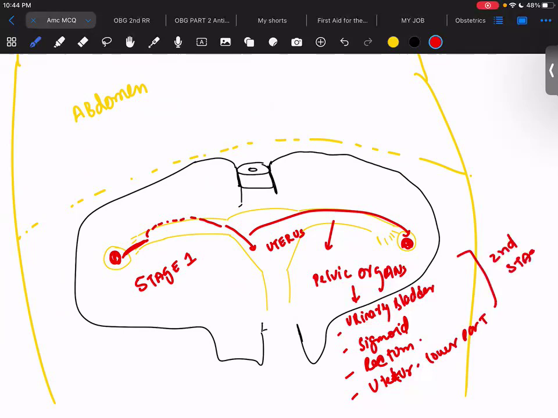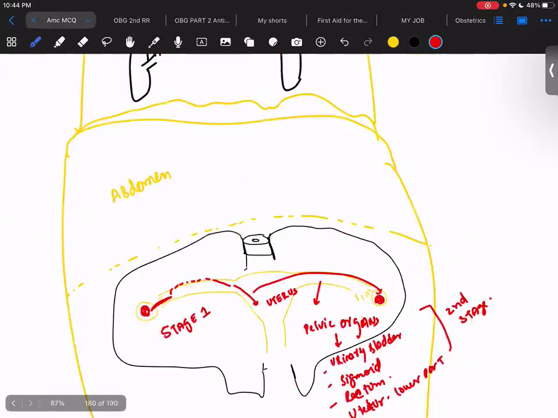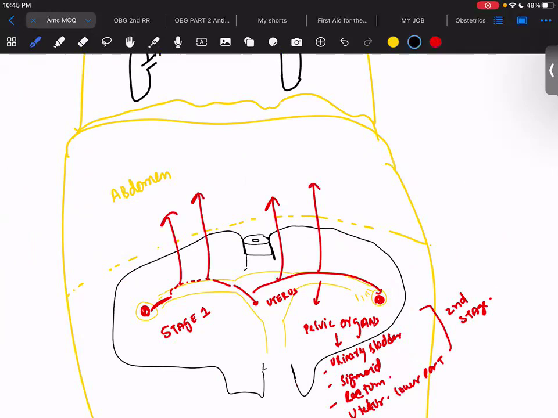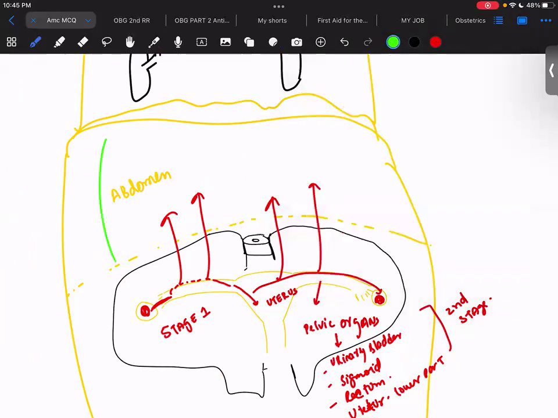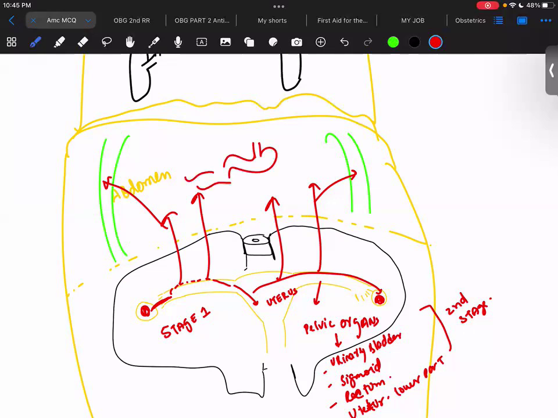And if there's metastasis, and it goes up and involves the abdominal organs, like for example the peritoneum, right? We were talking about the peritoneum. If there is involvement of the peritoneum, the stomach, or the small bowel, that is all stage 3. So abdomen is stage 3.